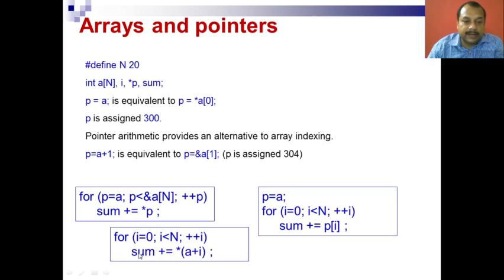Another way is that, instead of writing square brackets, I can write star of a plus i here. Now please note that I am not incrementing the base address, so I am always adding a plus i. It is not a plus plus. I am not incrementing that one.